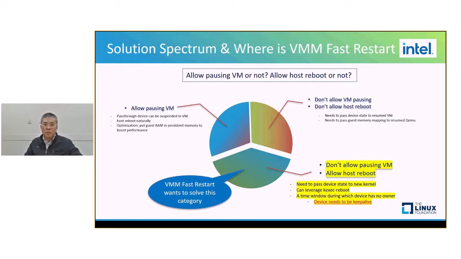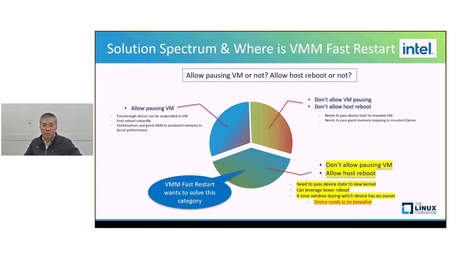Looking into the solutions, two questions need to be answered. First, do we allow pausing the VM? And second, do we allow rebooting the host? If we allow pausing the VM, then pass-through devices and kernel update can be supported naturally, because pass-through devices can be suspended within the VM and then resumed when the VM restarts.